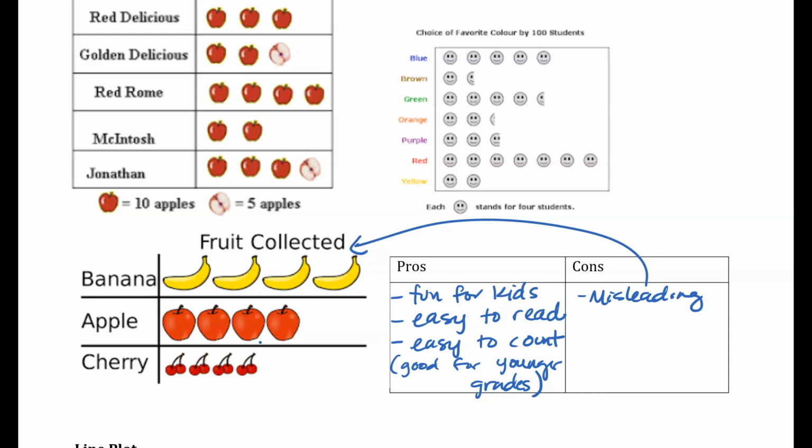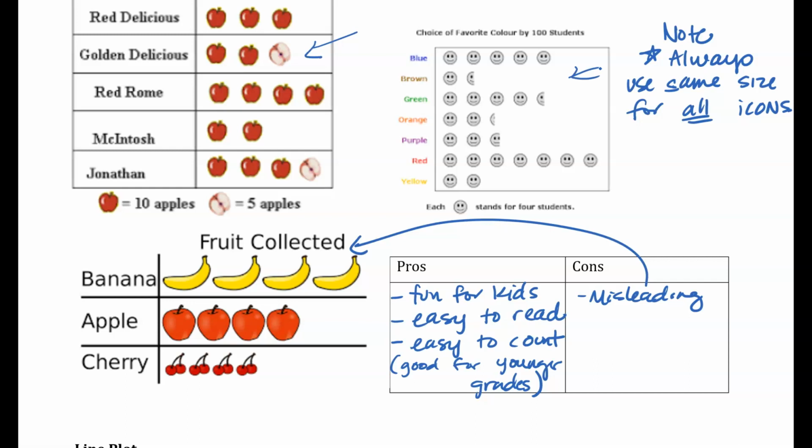So you want to be really careful. I'm just going to put a note here. Always use the same size for all icons. And I think it's probably best to even just stick with one icon, like this first graph where we just use apples or we just use smiley faces. But I think it's okay to use different types of fruit, but they need to be the same size. Otherwise it's too misleading. It looks like there's fewer apples than there are bananas when there really is not. So it can be misleading.